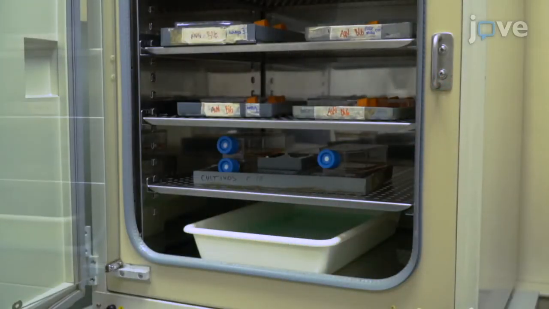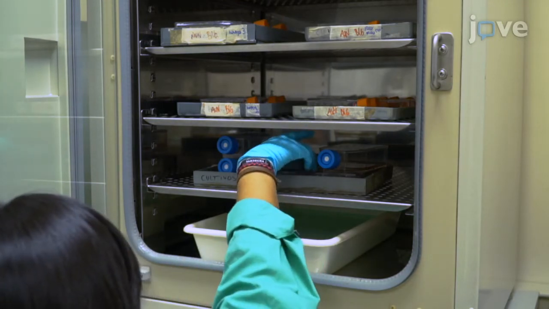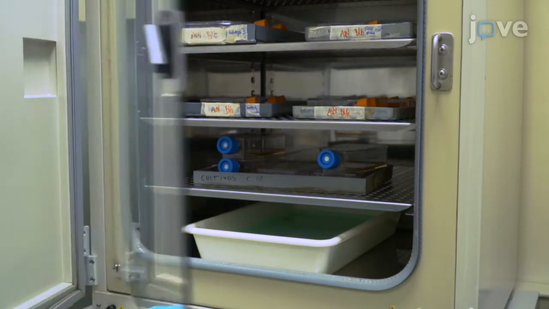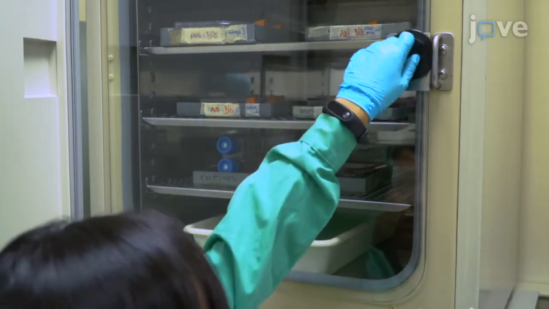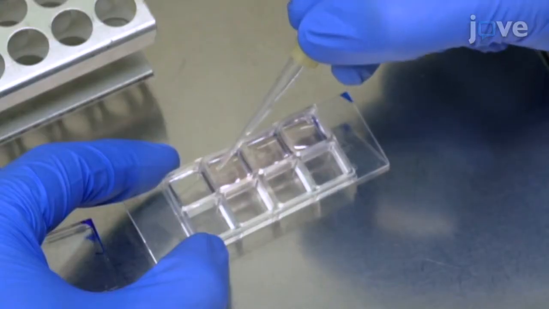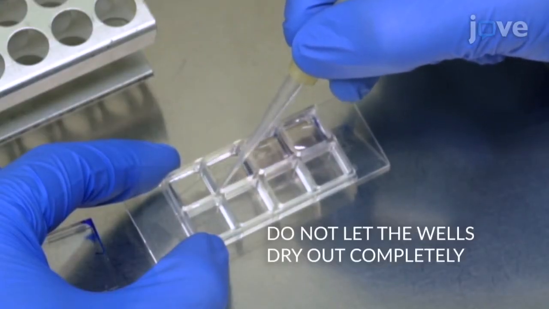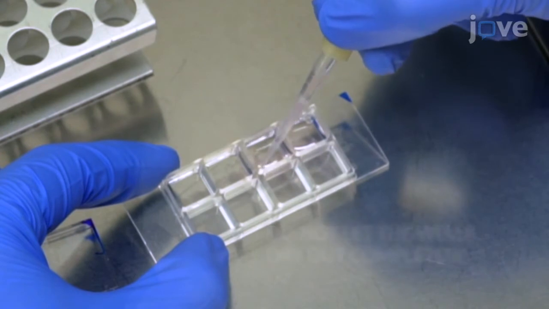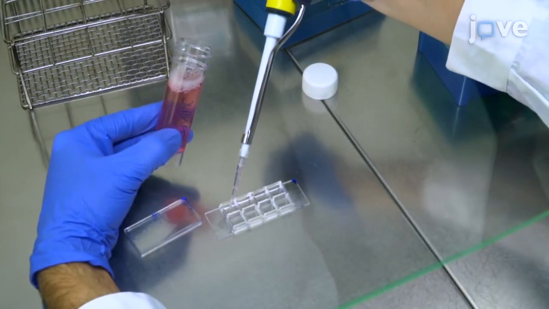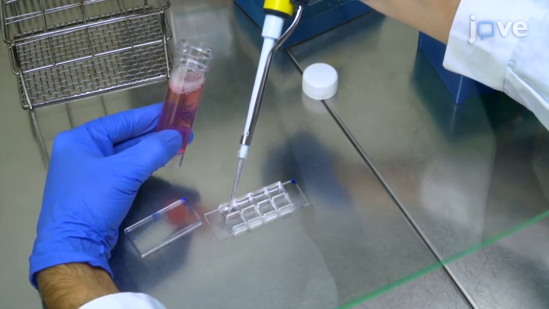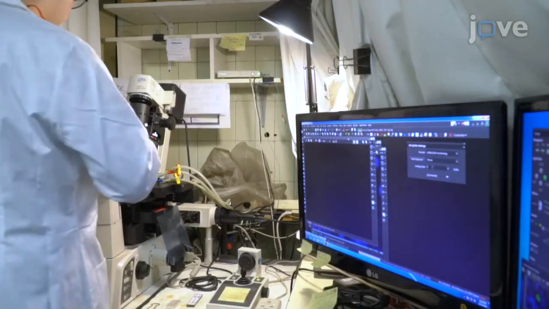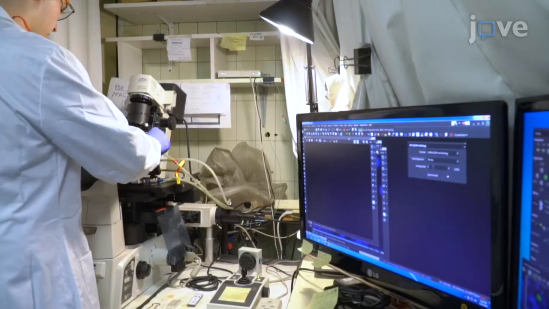Retrieve the chamber slides containing the cell tracker blue-labeled Staphylococcus enterotoxin E pulsed adhered Raji cells from the incubator. Carefully aspirate the culture medium from each well, one by one, with a pipette placed in a corner of the well. Immediately replace the medium with 200 microliters of the resuspended Jurkat cells in cell culture medium. If a time lapse is being performed, quickly proceed to the microscope.